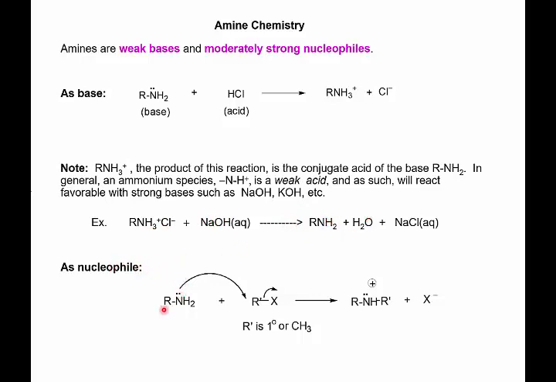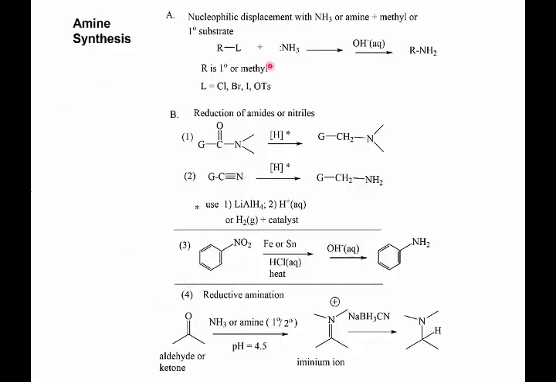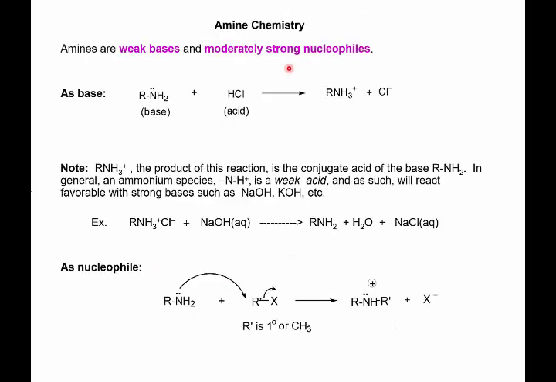Amines, like ammonia, are nucleophiles. That's similar to what we saw in the previous slide here. And they will react with primary substrates with leaving groups such as halogen or tosylate. And so in this particular reaction, you're going to get an SN2 substitution.